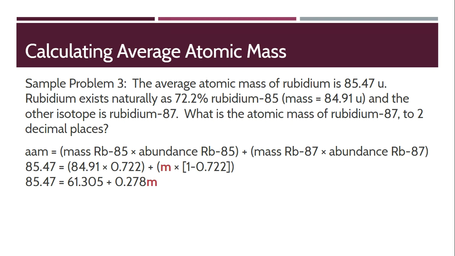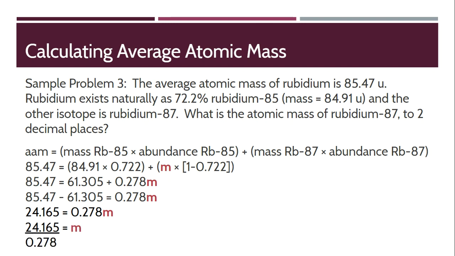And now it's an algebra problem. We're solving for m. So we're going to move the 61.305 to the other side and subtract. And then we need to isolate m, so we're going to divide by 0.278, and that will give us m, 86.92 U.